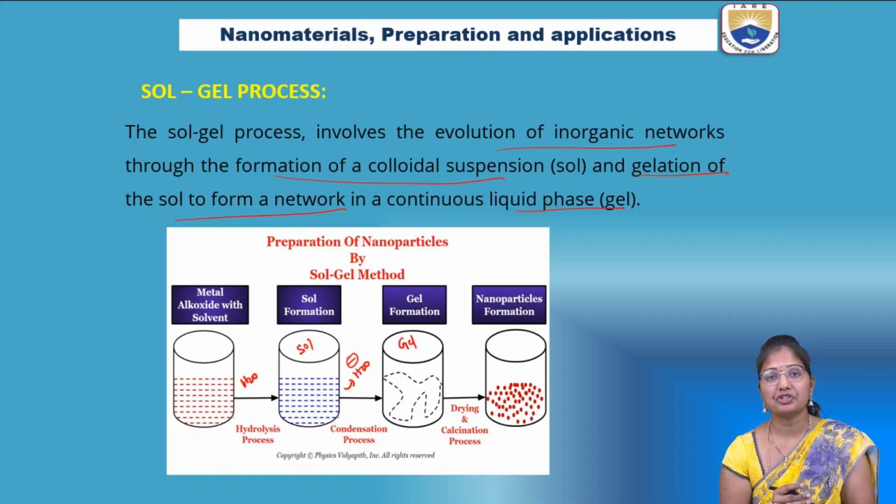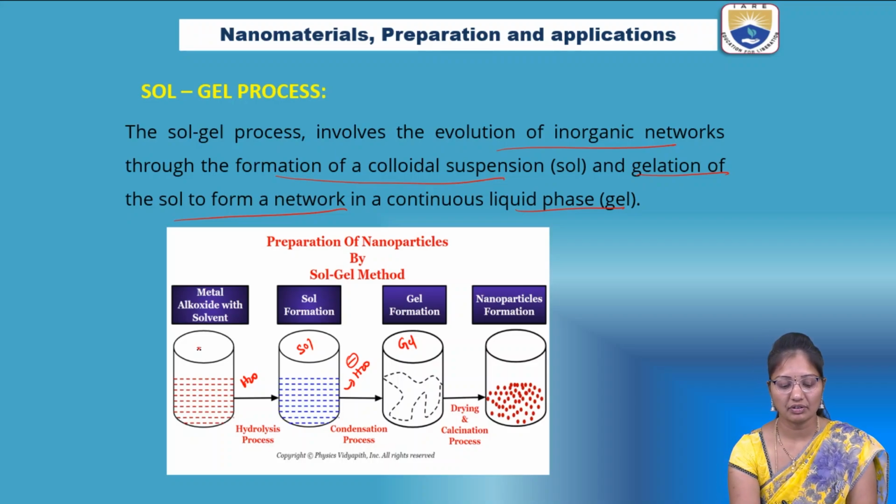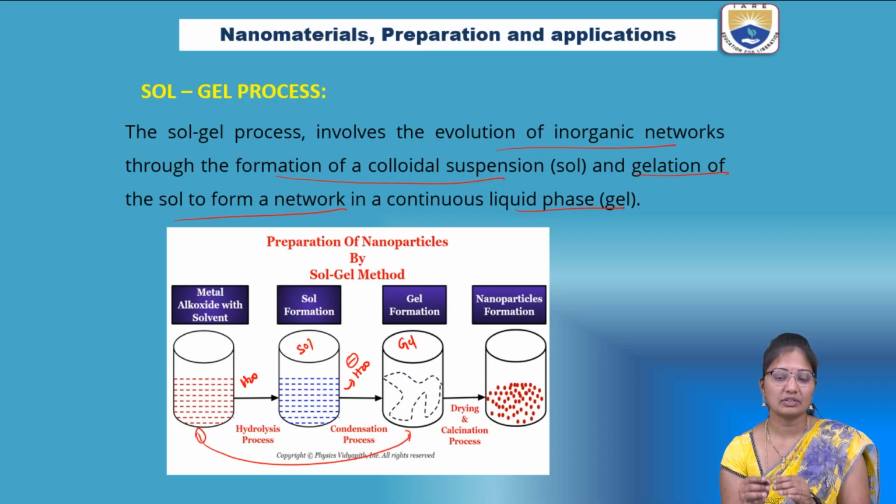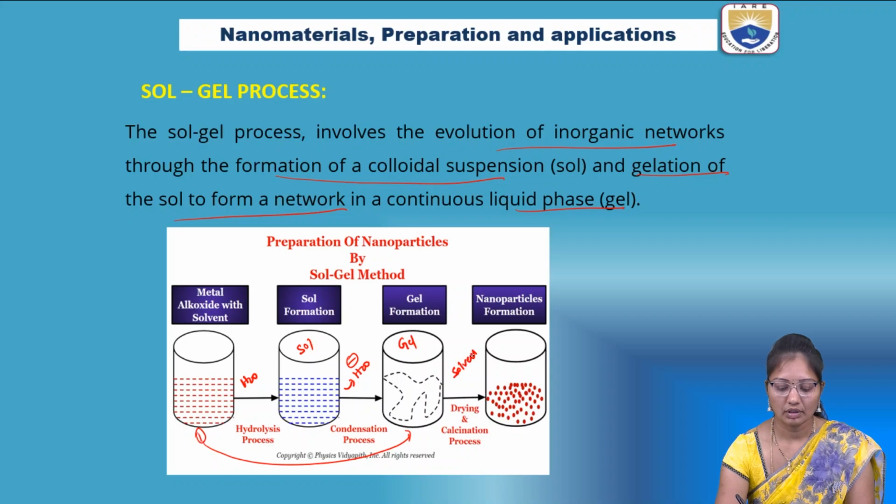This gel then undergoes the calcination process and drying process, where excess water and solvent molecules carried over from the first step, all the solvent molecules and water molecules left from this step, are removed and converted into a fine powder. Depending upon the calcination process used, the network or structure of the nanoparticle will be decided. So this is the nanoparticle formation.